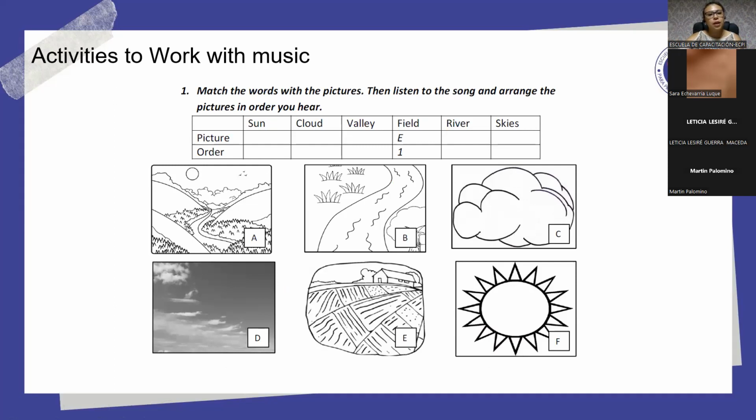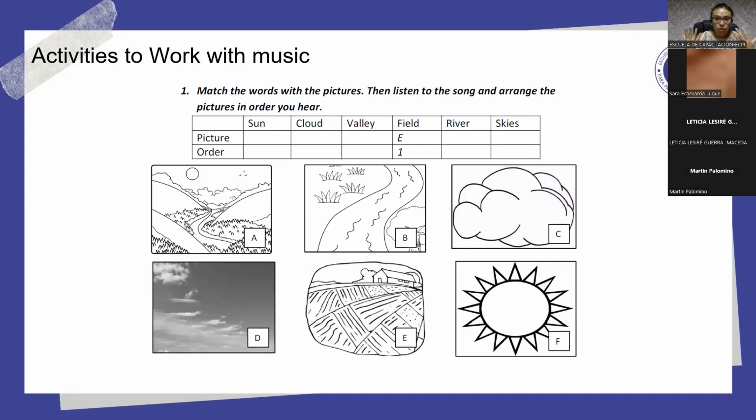What else, my friends? Look at this. Match the words with the pictures. Then listen to the song and arrange the pictures in the order you hear. You can do this activity with primary. You can do this activity with kinder. Match the words with the pictures. Yes, we have sun, cloud, valley, field, river, skies.